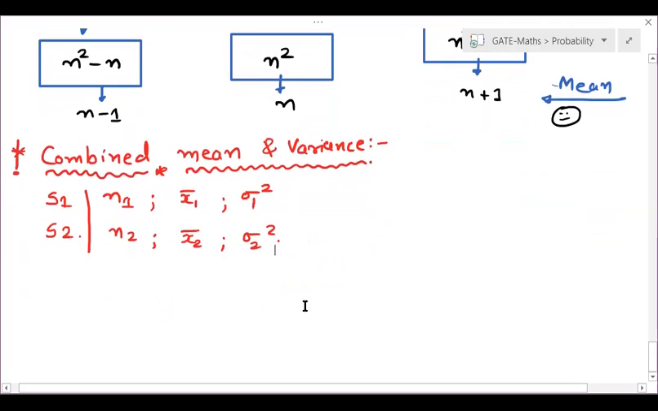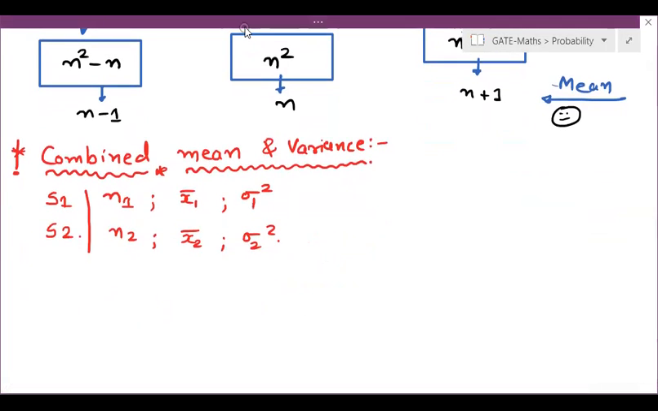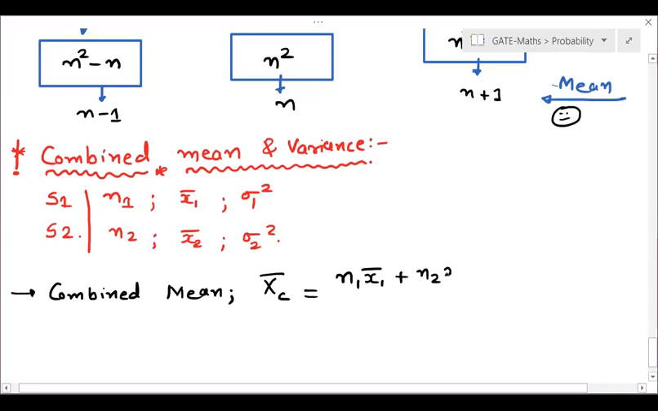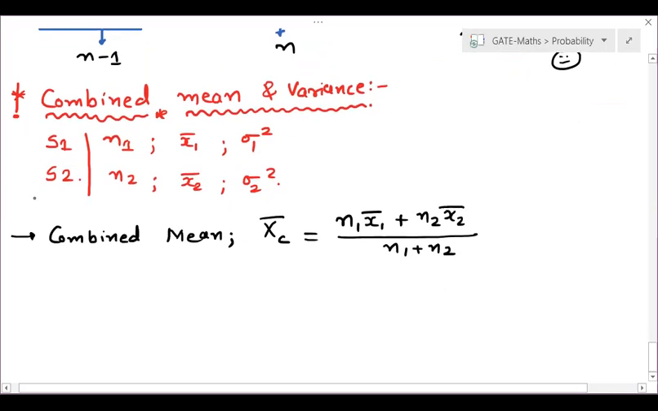So if I have to find the combined mean and variance, how can I find it? See over here, the combined mean is defined as x bar c, meaning combined mean. It is your combined total, n1 x1 bar plus n2 x2 bar, whole divided by n1 plus n2. Because n1 x1 bar will give you sigma xi for S1, and n2 x2 bar will give you sigma xi for S2.